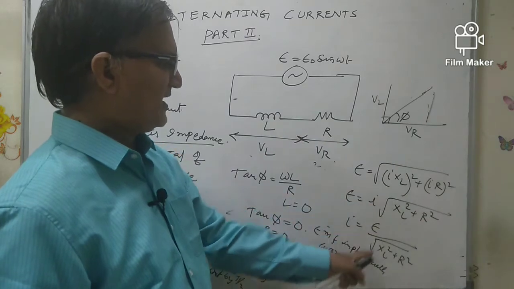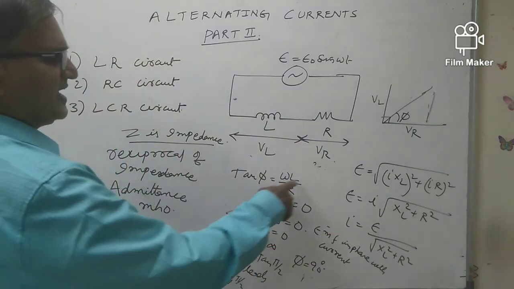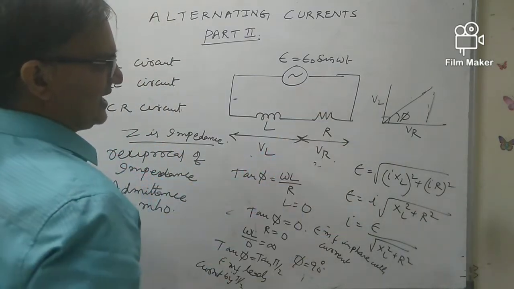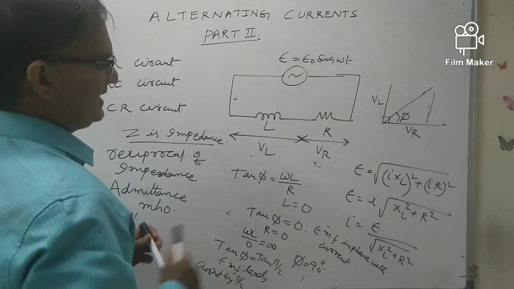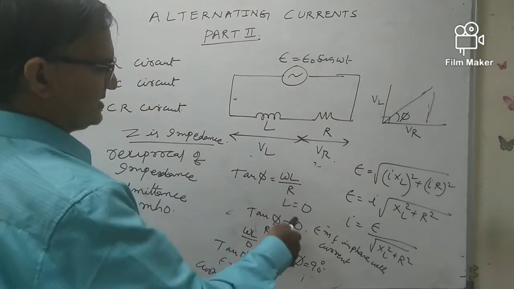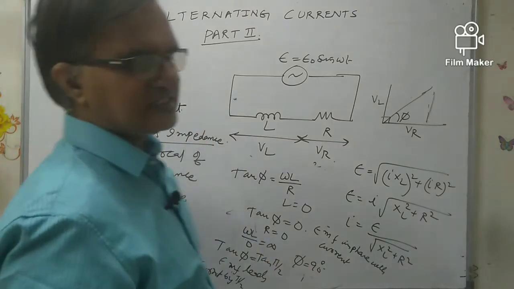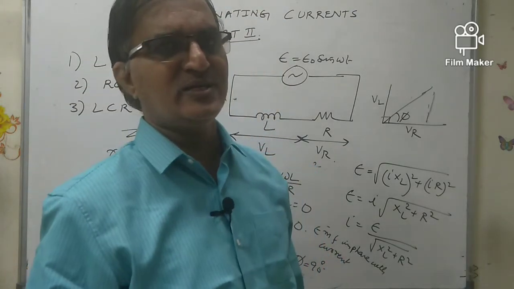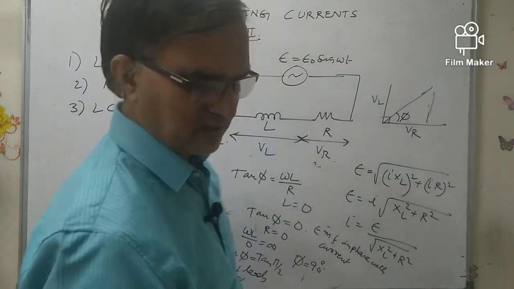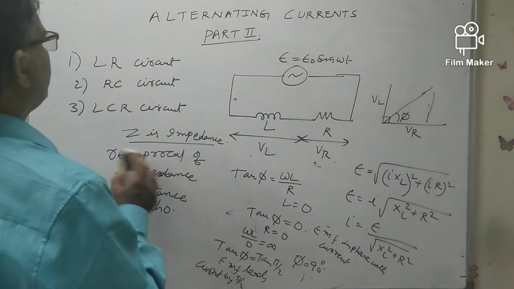Now for the resultant we take I is equal to E by Z. Phi is the phase angle with the resultant, and we have omega L by R. And this Z is called the total resistance in the circuit. If you are using combinations, that is called impedance. This is about the LR circuit.